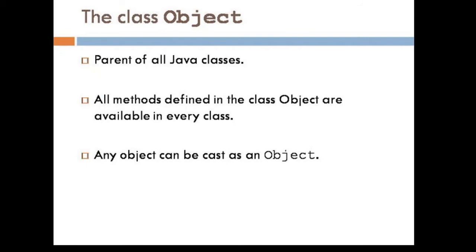All methods defined in the class Object are available in every class. Why? Because Object sits on the top of the hierarchy of all the data types. Each and every class in Java is derived from Object. Due to this, any object of a particular class can be cast to a variable or object of type Object.